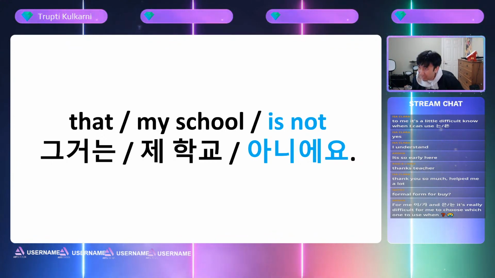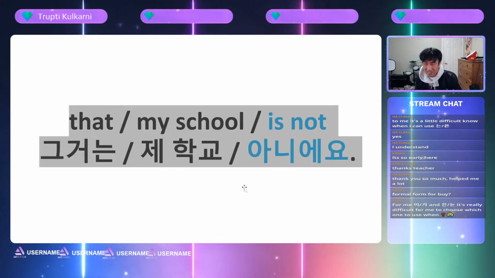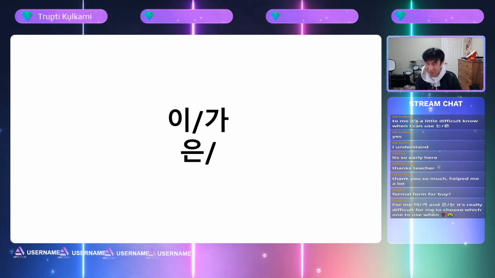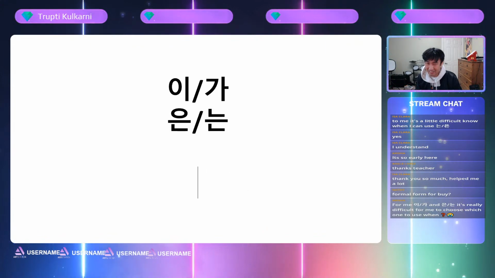For me, 이가 and 은는 is really, really difficult. Oh, okay, so that one is pretty easy. There's many different meanings. Okay, there's not that many, but maybe like 6 meanings of 이가 and 은는. But if you try to learn it all at once, then it's too complicated. So lots of people ask, what is the difference between 은는 and 이가?